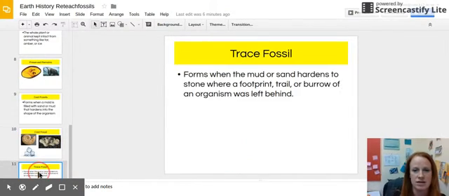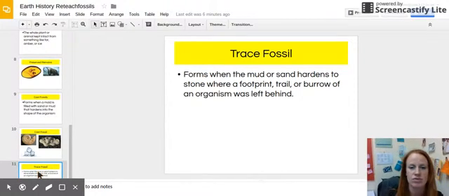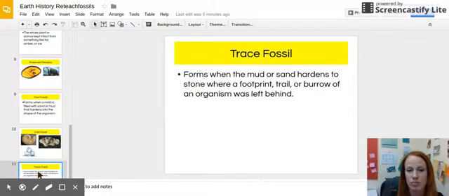Lastly, for you all, we have trace fossils. Trace fossils are ones that show the activity of the fossil. So it might be a footprint or a trail.